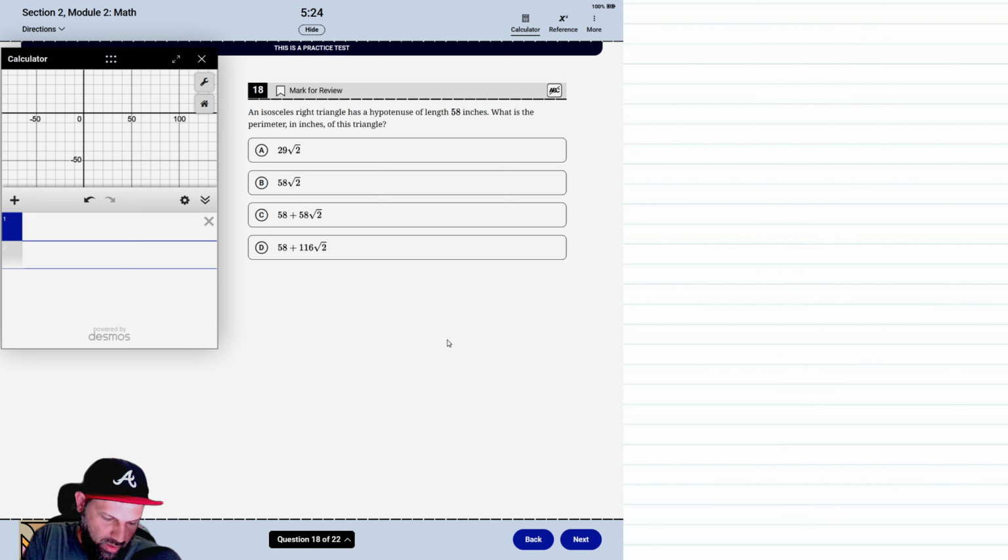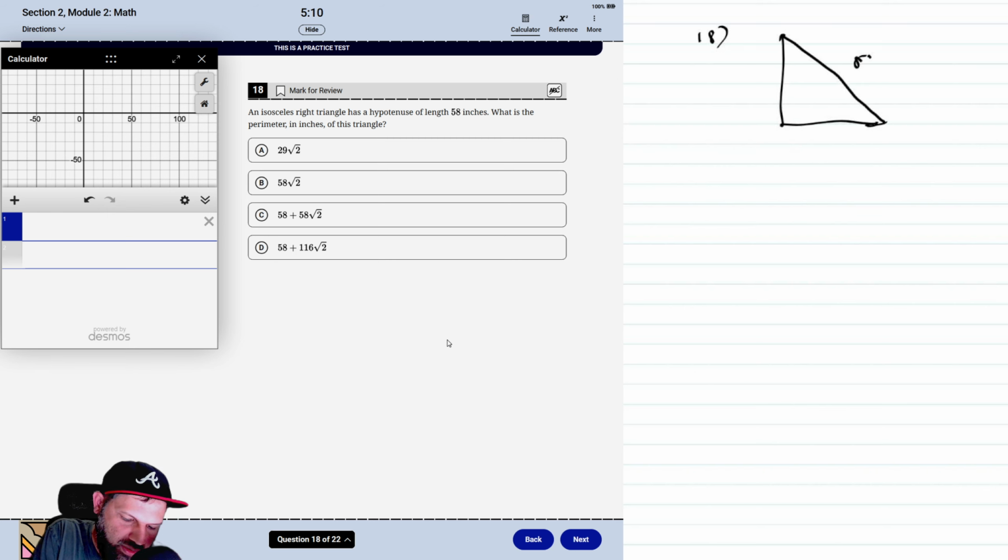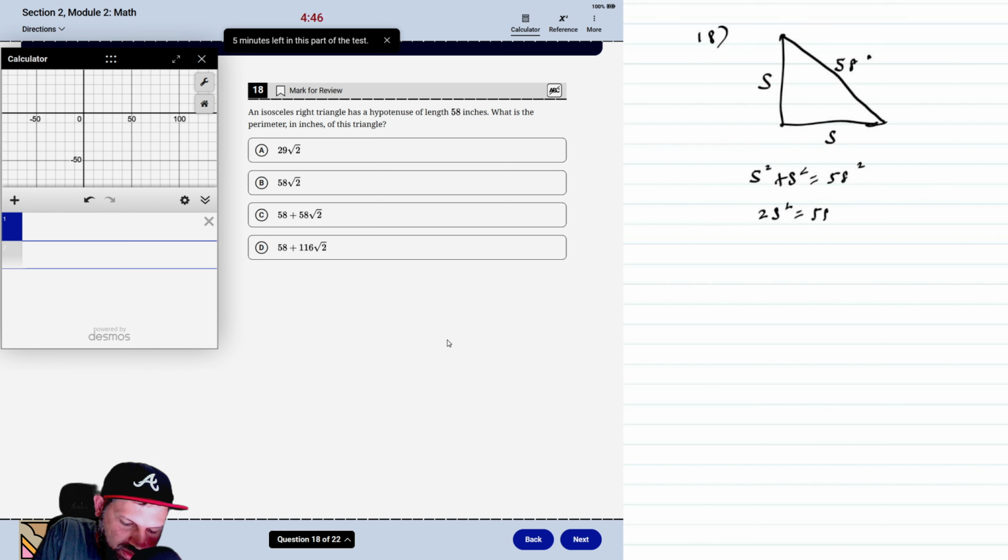Next one is, we are given an isosceles right triangle, and the hypotenuse is 58. Okay, isosceles right triangle, 58. Let's call both of these legs S. Okay, so what is the perimeter in inches? So you have S squared plus S squared is going to be equal to 58 squared. So you have 2s squared equals 58 squared.